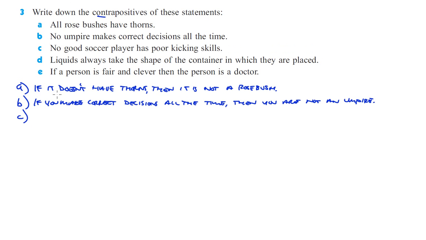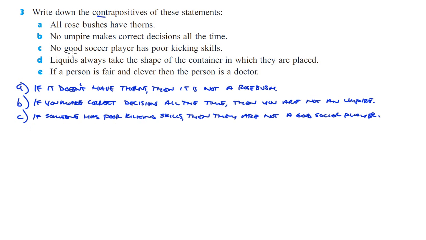Okay, for C, no good soccer player has poor kicking skills. Yeah, so these are kind of weird. So what you'd really need to do is say if someone has poor kicking skills, then they are not a good soccer player. Again, I know this one's kind of a weird one, kind of like B, but if they start off with no good soccer player has poor kicking skills, then what they're really trying to say is good soccer players have good kicking skills. So then we would negate that by saying if someone has poor kicking skills, then they are not a good soccer player. Okay? So yeah, some of these are a little weird, but that's all right.